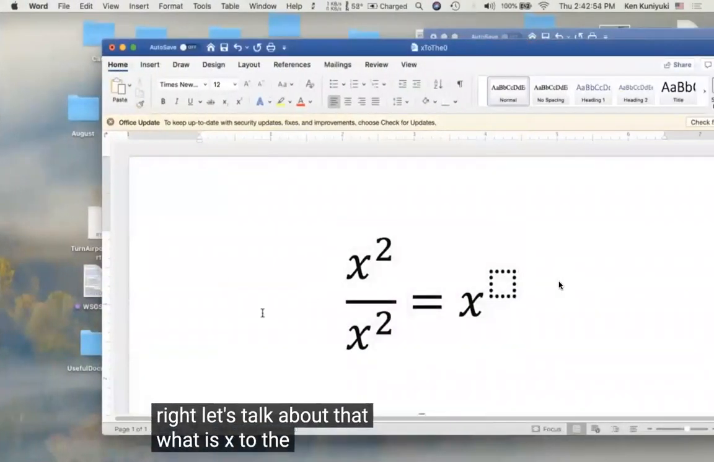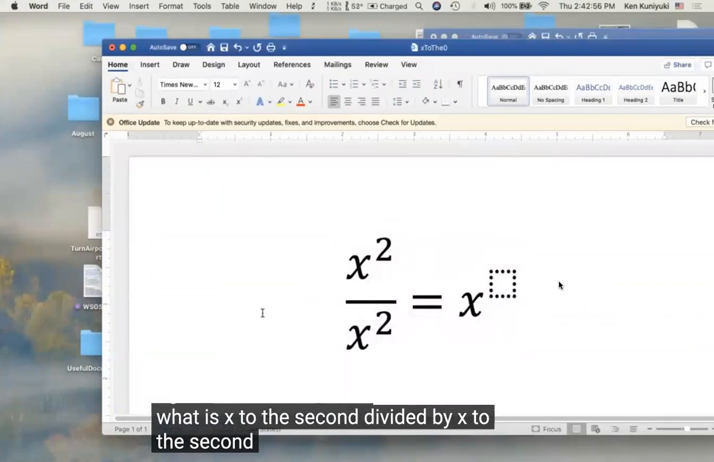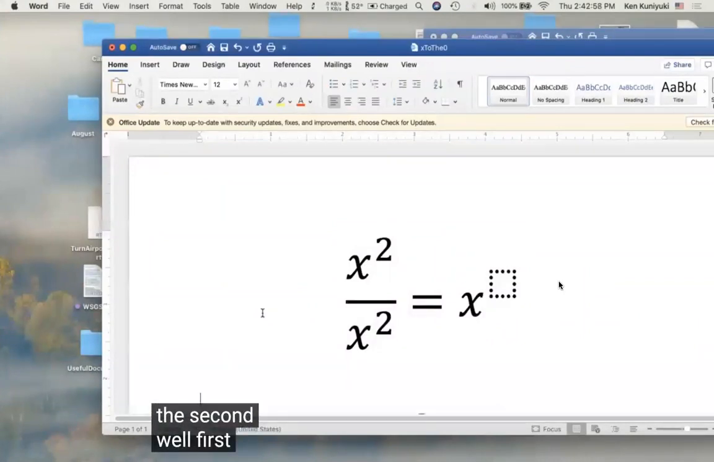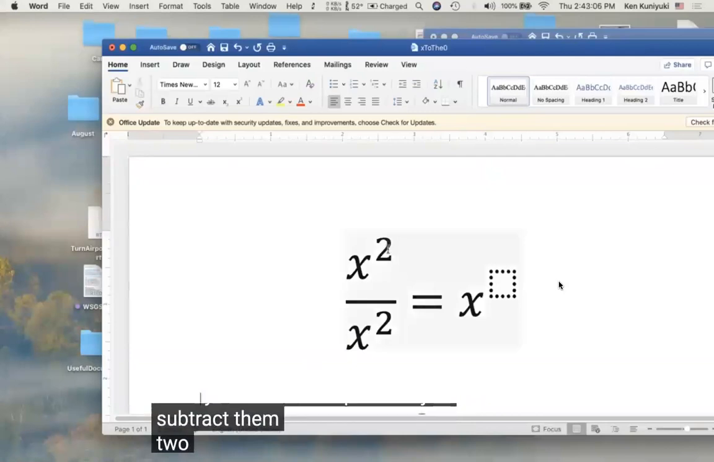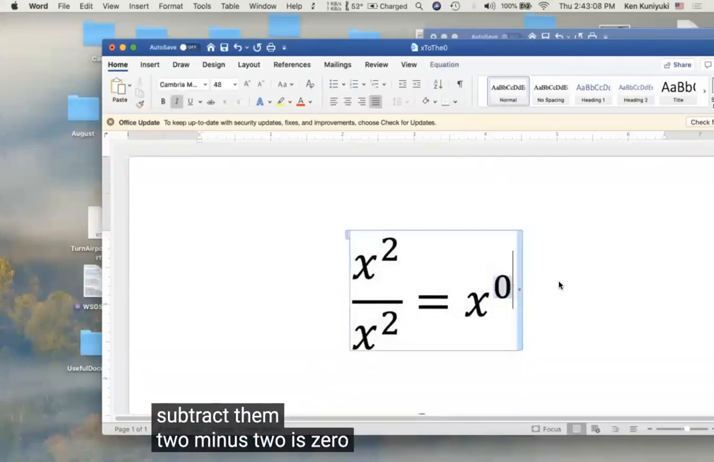What is x to the 2nd divided by x to the 2nd? Well, first, let's use the laws of exponents. If you divide powers of x, what do you do to the exponents? You subtract them. 2 minus 2 is 0.